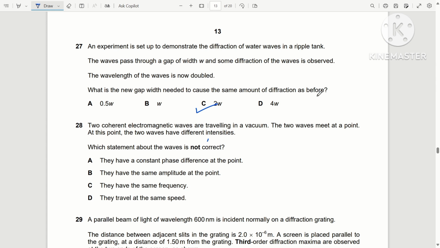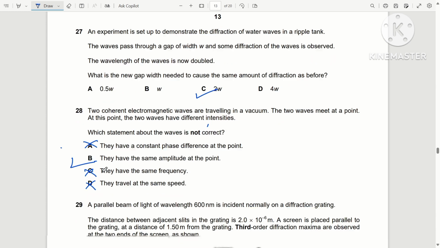28th question. Two coherent electromagnetic waves are traveling in vacuum. The two waves meet at a point. At this point, the two waves have different intensities. Which statement about the waves is not correct? So they are meeting at a point. Two coherent. Coherent source means they will have same frequency and they will be traveling at the same speed. So this cannot be the option, and if it is coherent, they will have a constant phase difference. So only option left is B. They will not have the same amplitudes as they have different intensities.